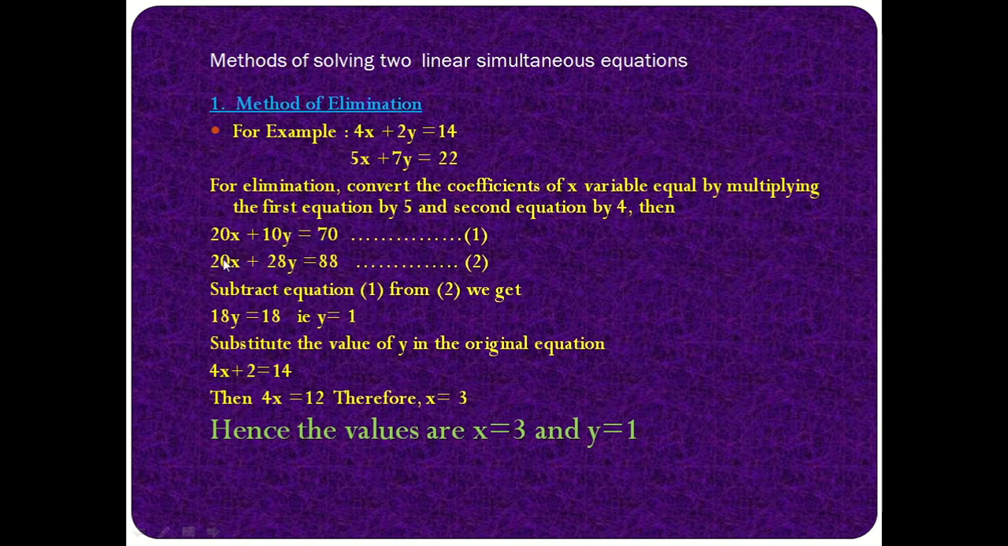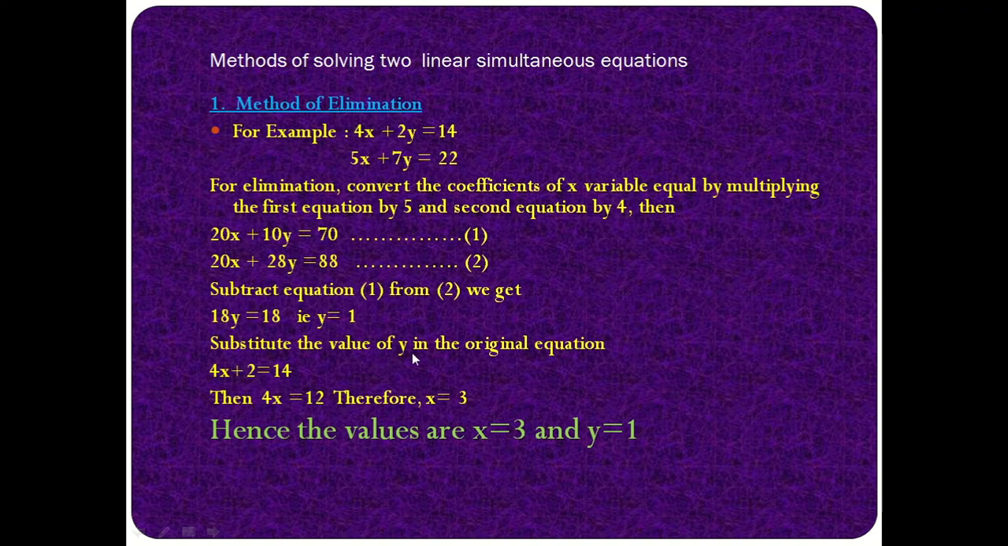Then what will be 20x plus 28y is equal to 88 minus 20x plus 10y is equal to 70. So it will come here. So this 20x and 20x will get cancelled. 28y minus 10y is equal to 18y. 88 minus 70 is equal to 18. So 18y is equal to 18. So therefore y is equal to 18 by 18. y is equal to 1.